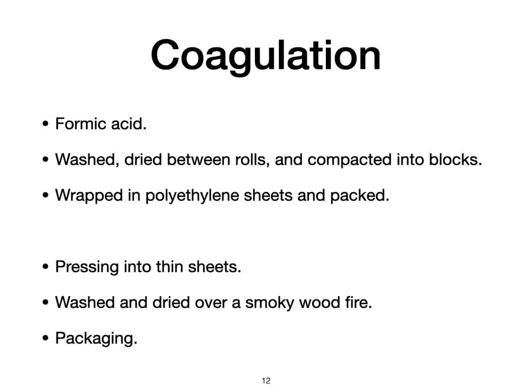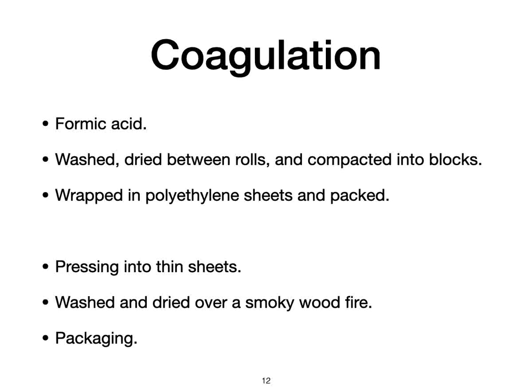After collection of the tapped latex, rubber is recovered from the emulsion by coagulation with formic acid, creating crumbs that resemble curds of milk. The crumbs are washed, dried between rolls, and compacted into blocks. The blocks are then wrapped in polyethylene sheets and packed.